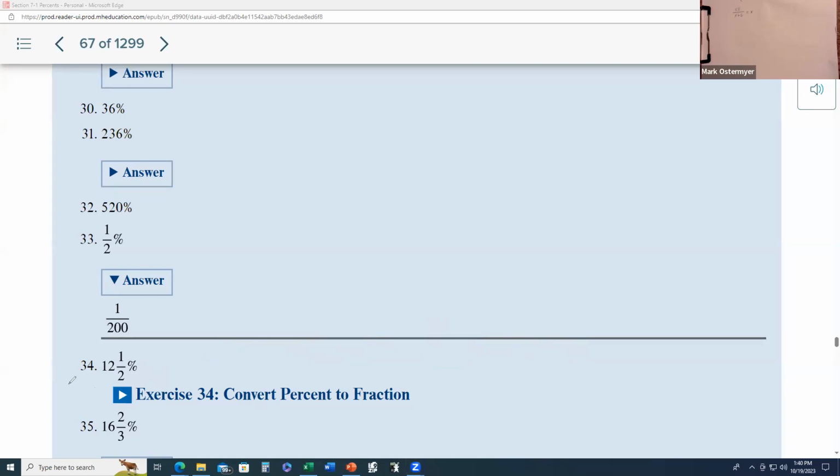Okay. Number 34. Roll this into classwork 1 also. I want you to convert this to a decimal and also to an ordinary fraction. Convert this 12.5% into a decimal and a fraction. Go ahead and do that.